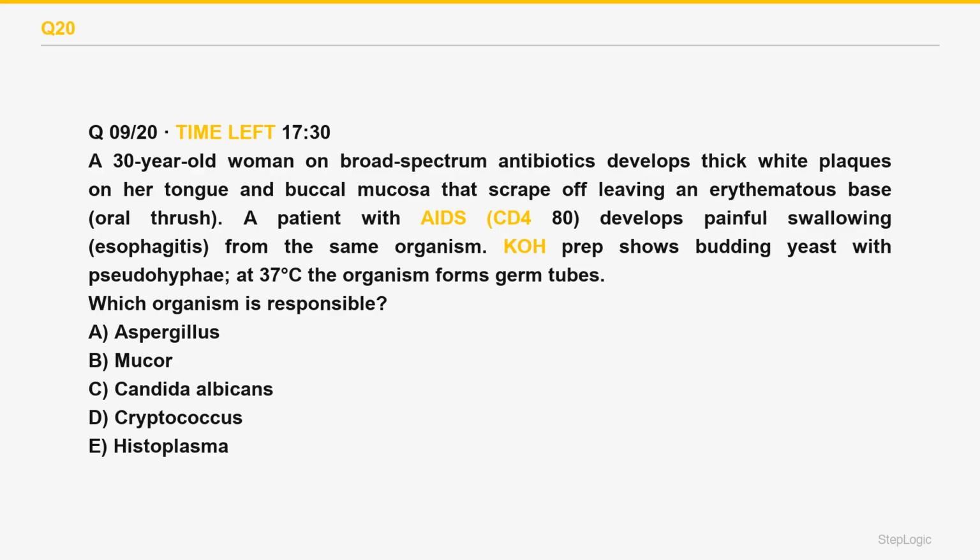Which organism is responsible? A 30-year-old woman on broad-spectrum antibiotics develops thick white plaques on her tongue and buccal mucosa that scrape off, leaving an erythematous base: oral thrush. A patient with AIDS, CD4 count 80, develops painful swallowing, esophagitis, from the same organism. KOH prep shows budding yeast with pseudohyphae. At 37 degrees C, the organism forms germ tubes. Which organism? Oral thrush, esophagitis in AIDS, budding yeast with pseudohyphae, germ tubes: Candida albicans.